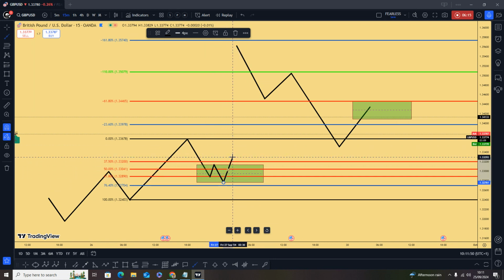So we have a break off or a change of character here. Where should you be looking to target? Let me delete this because this is very important. Let's delete the lines, the downtrending lines.